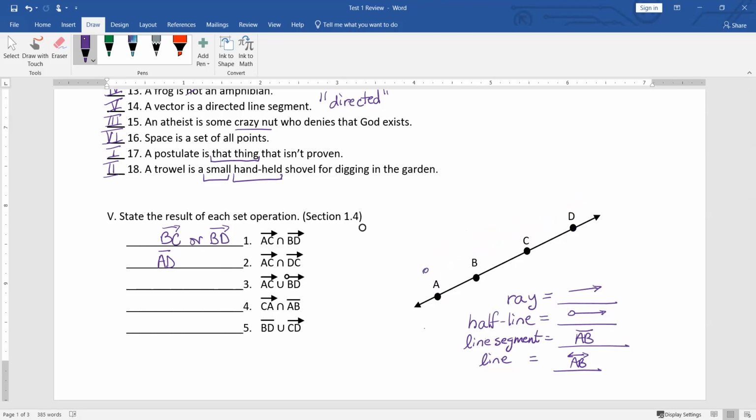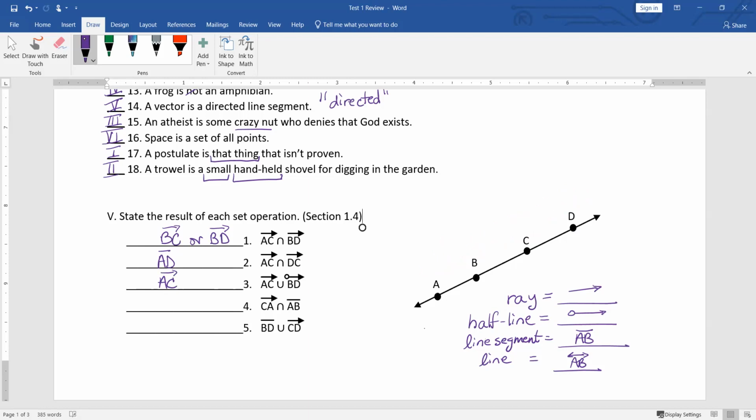All right, AC again. And now we have BD, but it's a half line, so we start at B, but it doesn't include it. And then it's going in the same direction. So now we want the union of these two. Well, the union is one and the other, so it does include all the points from A to B. It includes B because that exists on ray AC, and it includes everything past that. So that means that ray AC is the union of these two.